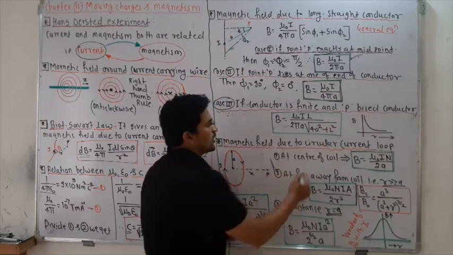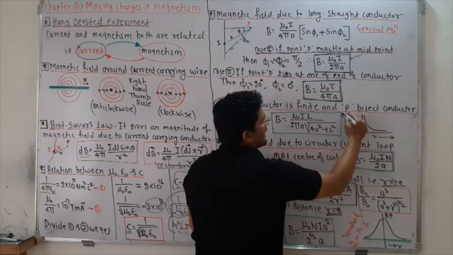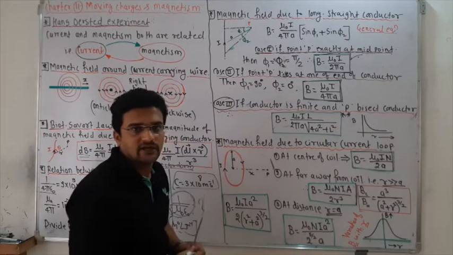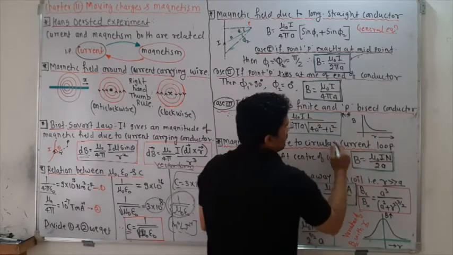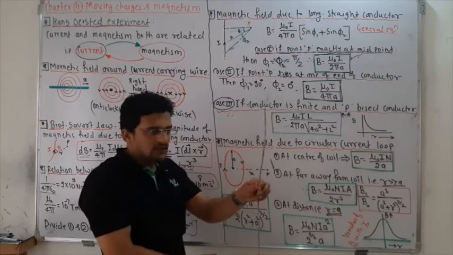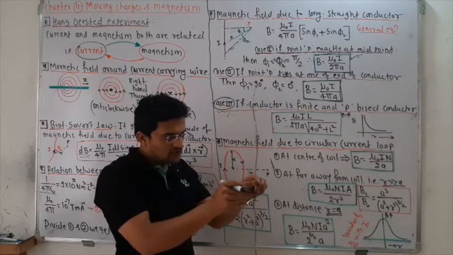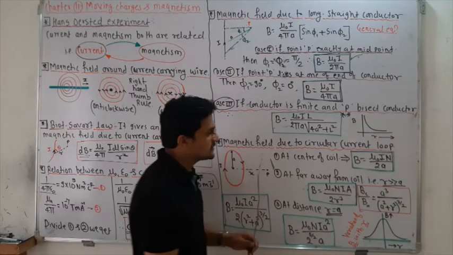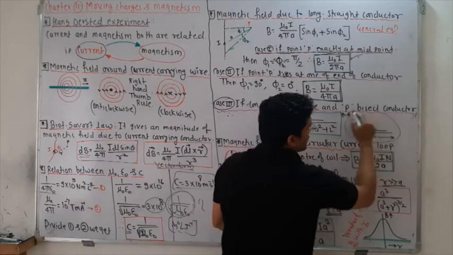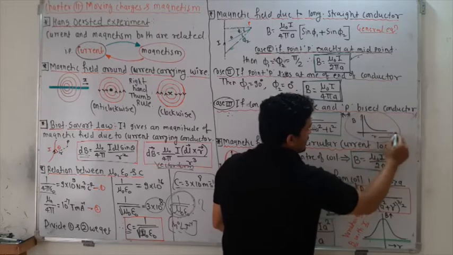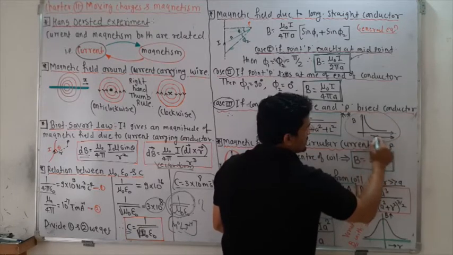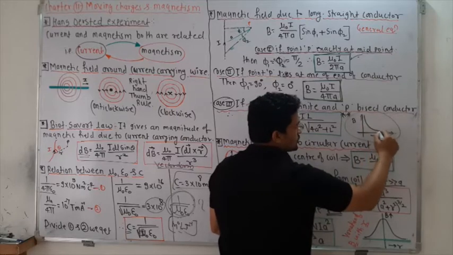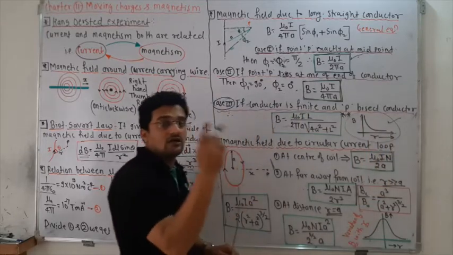So remember this formula if the conductor is of finite length. And for the variation, that means if this is the conductor and as you move away from the conductor, the magnetic field goes on decreasing. So this is the graph you will get, magnetic field on the y-axis, and along the x-axis you will have the distance. As the distance increases, the magnetic field goes on decreasing. So remember this graph for the straight conductor.